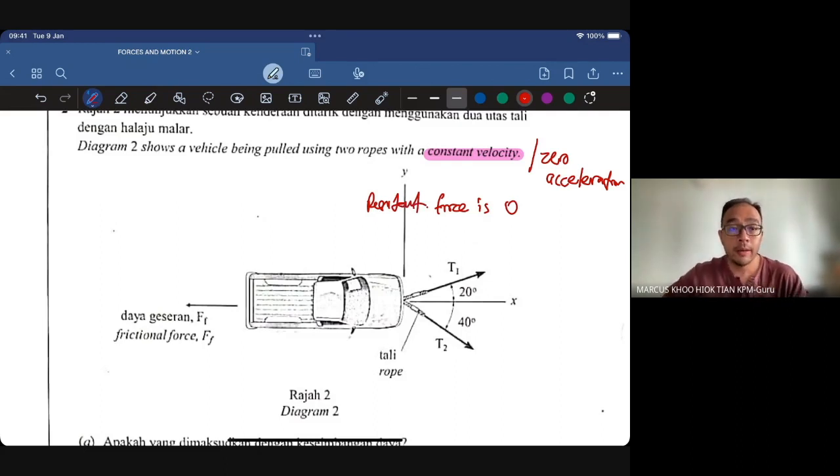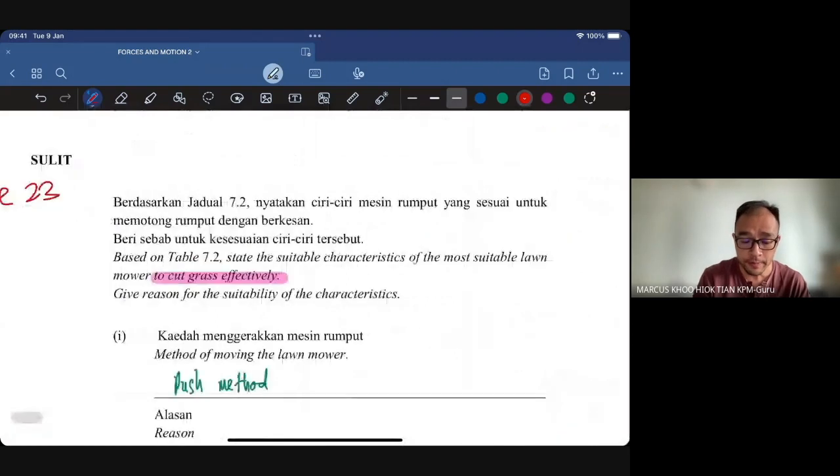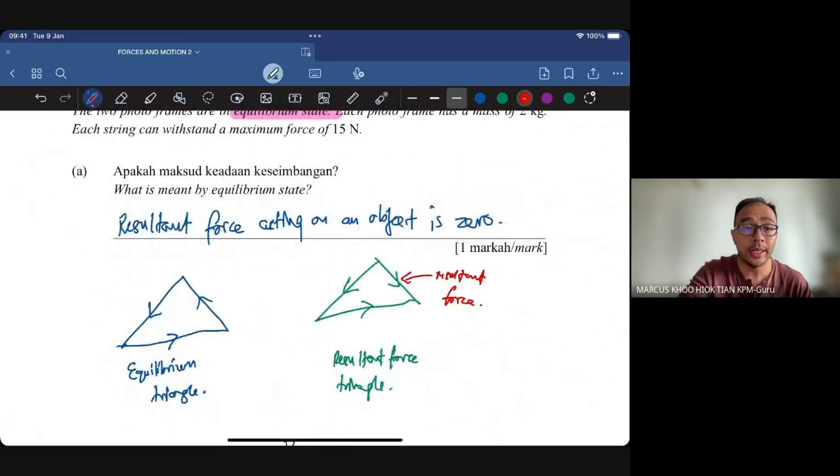Because according to F equals ma, if the acceleration is 0, then the force is 0. This is a very natural conclusion. And we heard from the previous question that if the resultant force is 0, it means that it is in equilibrium. The equilibrium of forces is happening over here.